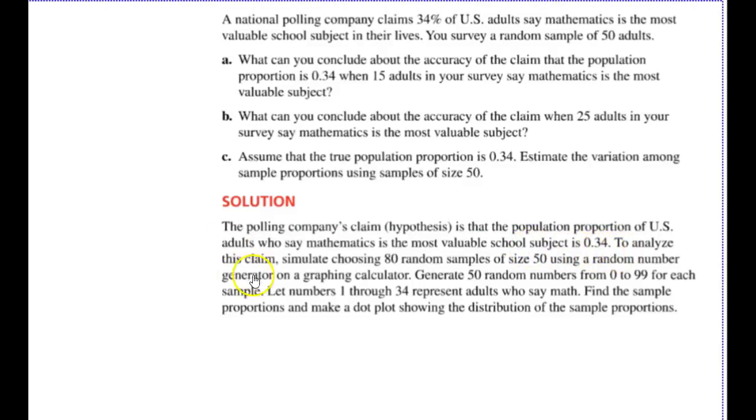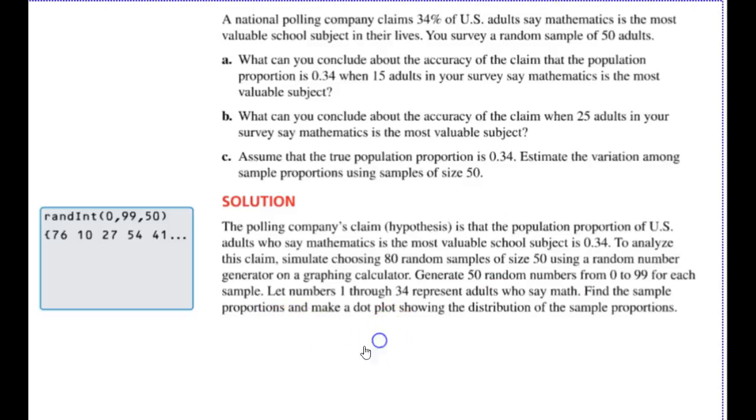To analyze this, I make a simulation like I've done before. I choose 80 random samples of size 50 using a random number generator on my graphing calculator. There are also random number generators online as well. First I generate 50 random numbers from 0 to 99 for each sample. Any number between 1 and 34 represents an adult who says math. Then I can find my sample proportions and make a dot plot showing my distribution.